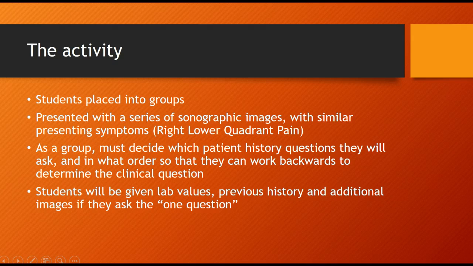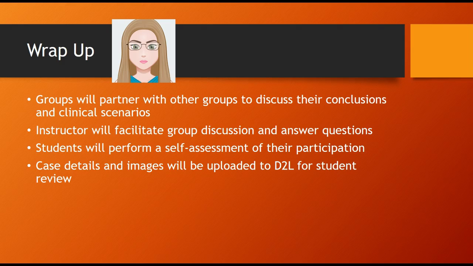As a group, they had to decide which patient history questions to ask and in what order so that they could work backwards to determine the beginning clinical question. Students were given lab values, previous history, and additional images if they asked the right questions or were on the right track. At the end of the activity, groups were partnered with other groups to discuss their conclusions and clinical scenarios. I myself facilitated a group discussion and answered questions.